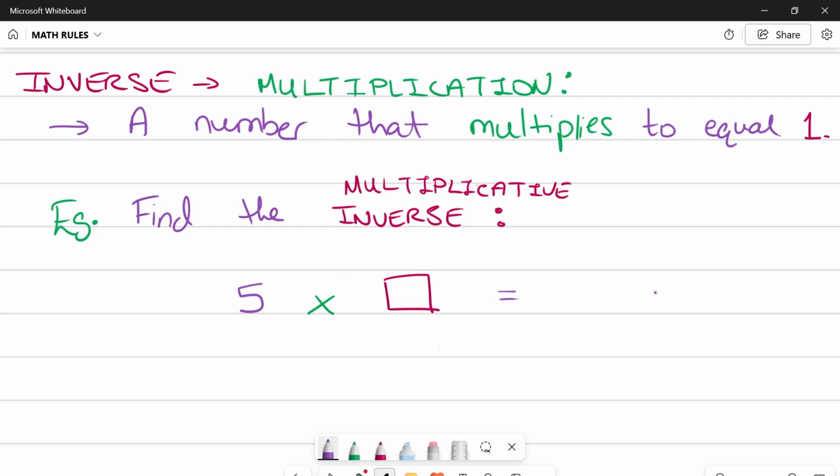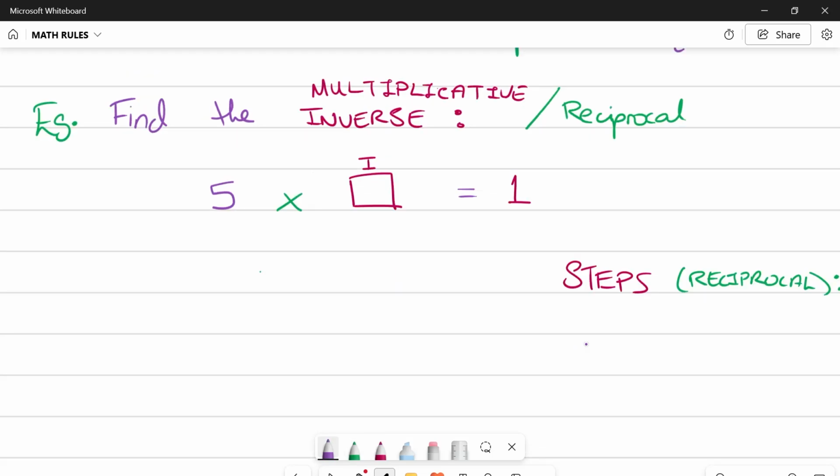The inverse of a number when doing multiplication is called the multiplicative inverse. It is also known as the reciprocal. So they can ask us to find the multiplicative inverse, or they can ask us to find the reciprocal. It means the same thing. The inverse when doing multiplication is a number that multiplies to give us 1. When we apply the multiplicative inverse to a number, the answer should always equal 1. So what multiplied by 5 gives us 1?